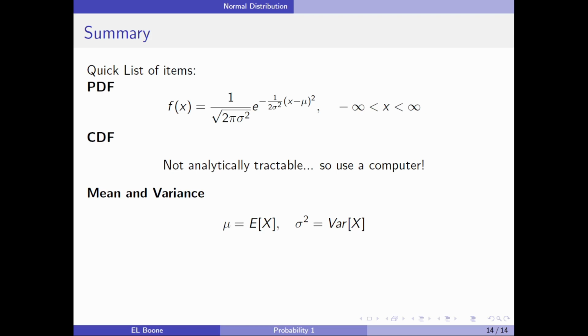All right, so here's a quick summary. The PDF, this is what it is. The CDF, not tractable. We're going to use a computer. And the mean and the variance are really easy because they're the parameters of the distribution.